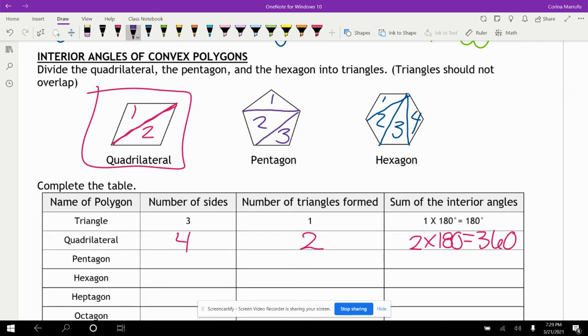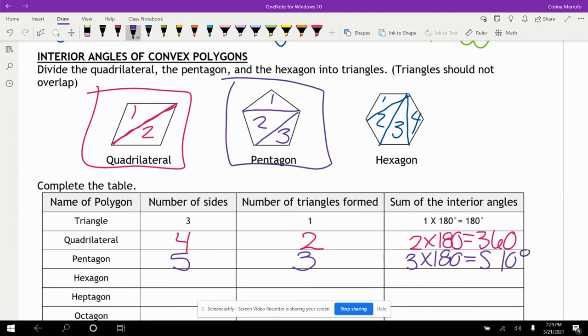Then we have our pentagon. Our pentagon here has 5 sides. With those 5 sides, we can make a total of 3 triangles inside the pentagon. And so we're going to go ahead and do 3 times 180. That gives me 540 degrees.